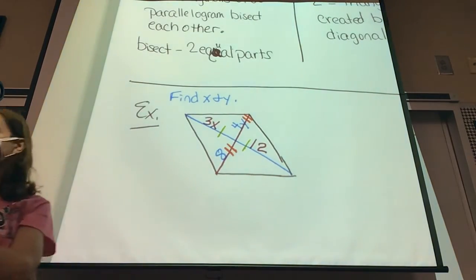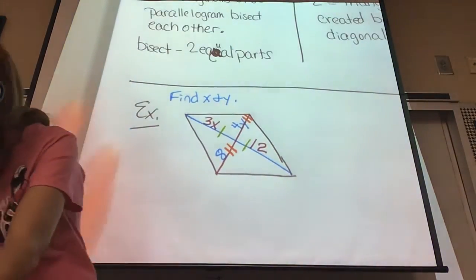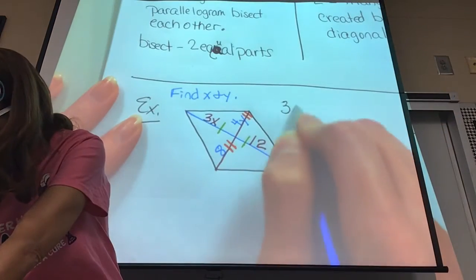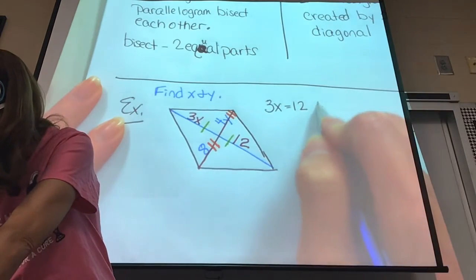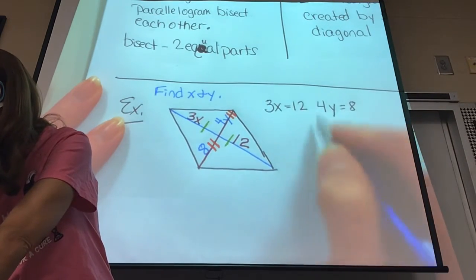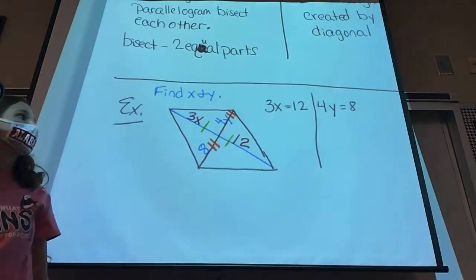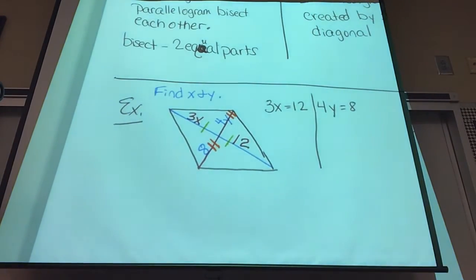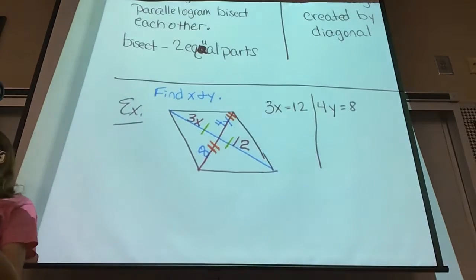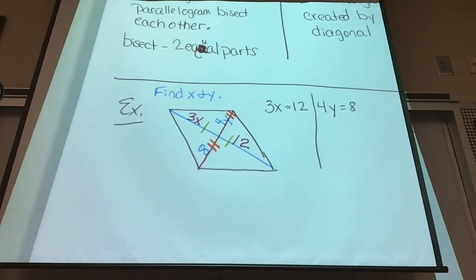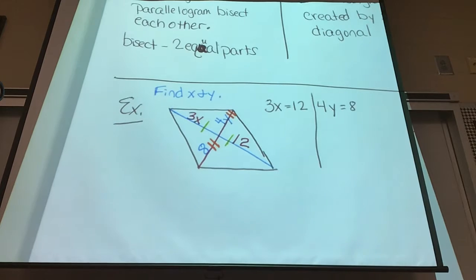Use what we just talked about to make your own problem. So everybody should be able to say 3x equals 12 and to say 4y equals 8 and solve those two equations. But it all comes back from the point, did you know what I just told you? That diagonals will bisect each other and create two congruent pieces. So again, you got to know that.